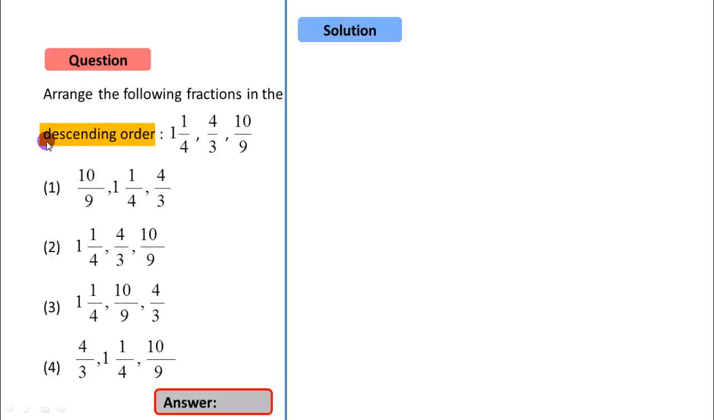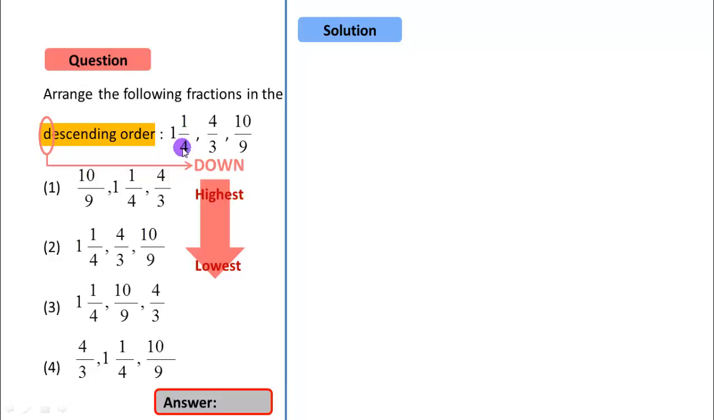Descending starts with the letter D. So what is another word that starts with the letter D? Down. So when we go down, what do we do? We actually go from up to down. So this means that we go from the highest to the lowest. And that means descending. So now let's solve this question.